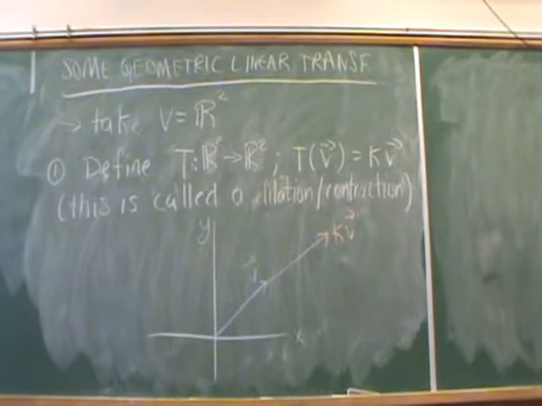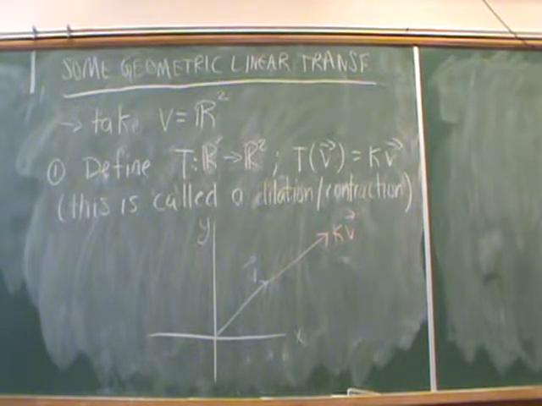So to end off this video, I want to briefly discuss a couple of geometric linear transformations in the real vector space R2. The first one we're going to talk about is called the dilation or contraction operator. For this type of linear transformation, every vector gets sent to a multiple of that vector. So for example, if k happens to be greater than 1, then it's going to be a stretch of our original vector v. If k happens to be between 0 and 1, then it's a contraction of our original vector.